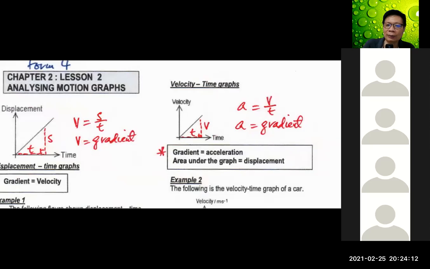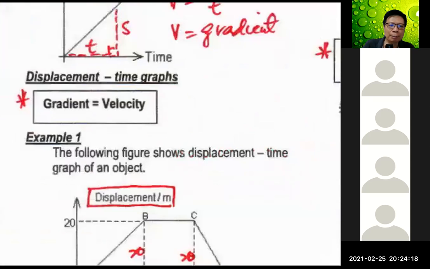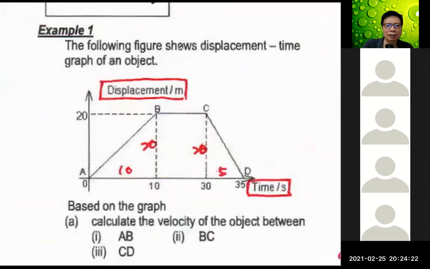Now we see question number 1. We have to take time to understand it now. Example number 1. Okay, now look at this graph. This is a displacement time graph. This is displacement. This is time. So there are 3 stages: AB, BC, CD. 3 stages now.